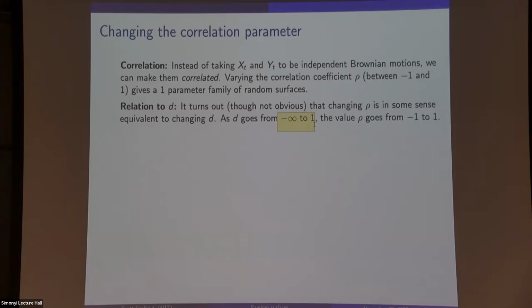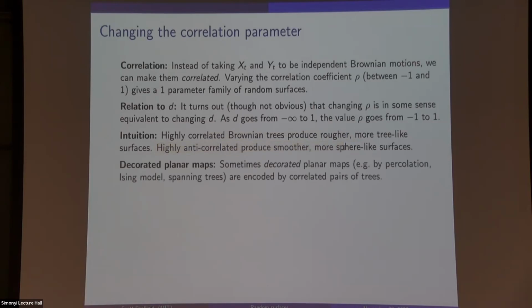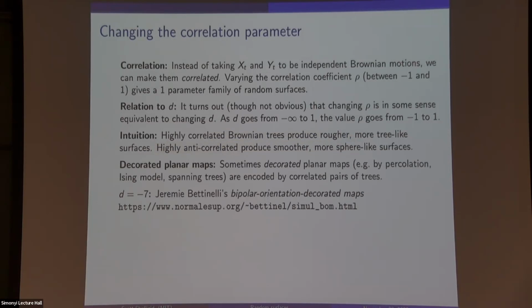So it's a way of parameterizing surfaces from more to less rough. And so intuition: highly correlated Brownian trees are rougher, more tree-like surfaces. Highly anti-correlated Brownian trees are smoother, more sphere-like surfaces. So here, for example, Jérémie Bettinelli did a bipolar orientation decorated planar map, which in some sense corresponds to d equals -7 in the scaling limit.